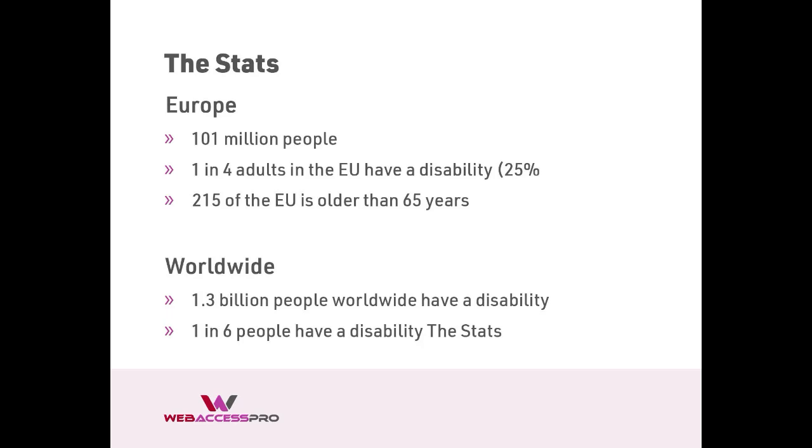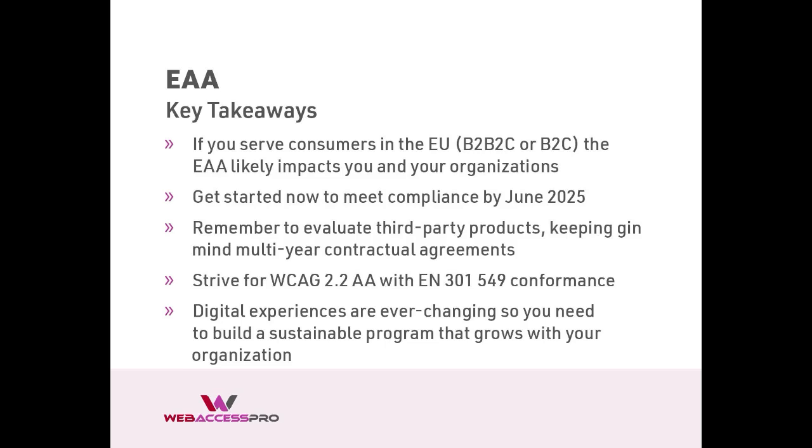Comparing this to the worldwide stats, there are 1.3 billion who are disabled, or basically 1 in 7. So with Europe, they have a higher proportion of the disabled in their member countries, and so that's why they're also addressing accessibility. So what are some key takeaways that we should think about with the EAA?